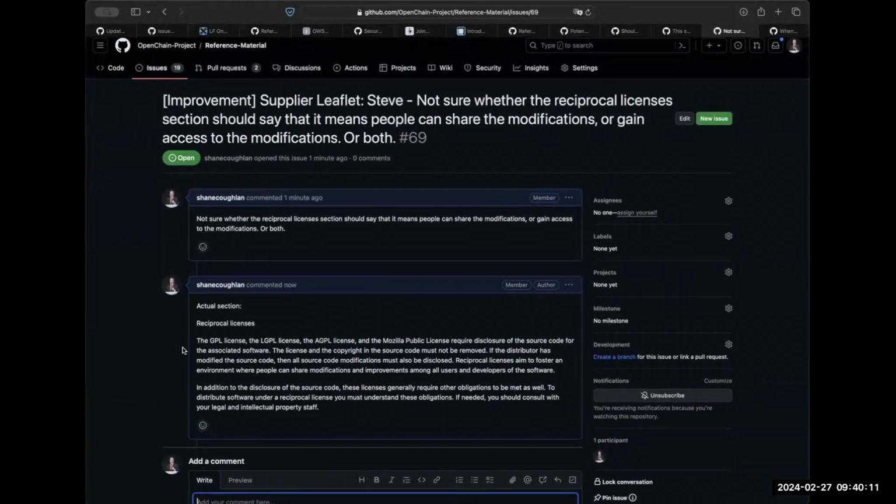Oh, I should read this out in case there's non-native speakers that take a while to read. Okay, so this is reciprocal licenses, the GPL, LGPL, AGPL, and Mozilla Public License require disclosure of the source code for the associated software. The license and the copyright in the source code must not be removed. If the distributor has modified the source code, then all source code modifications must also be disclosed. Reciprocal licenses aim to foster an environment where people can share modifications and improvements among all users and developers of the software. In addition to the disclosure of the source code, these licenses generally require other obligations to be met as well. To distribute software under a reciprocal license, you must understand these obligations. If needed, you should consult with your legal and intellectual property staff.